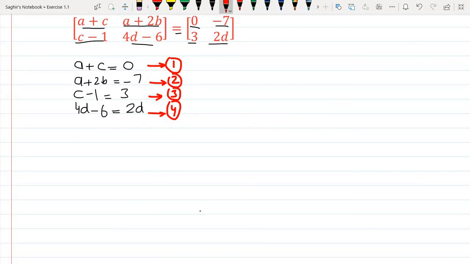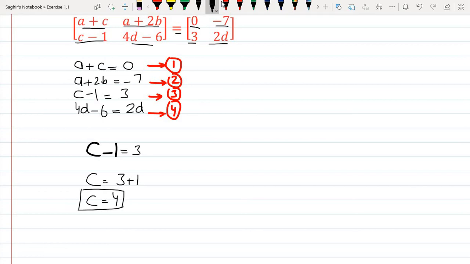From the first equation we can't find A or C because there are 2 unknowns in equation number 1. But here you can see in equation number 3 we can easily find the value of C because there is only 1 unknown. So here I write C minus 1 is equal to 3. From here we can find the value of C. C will be equal to 3 plus 1, C will be equal to 4. Now we have found the value of C.